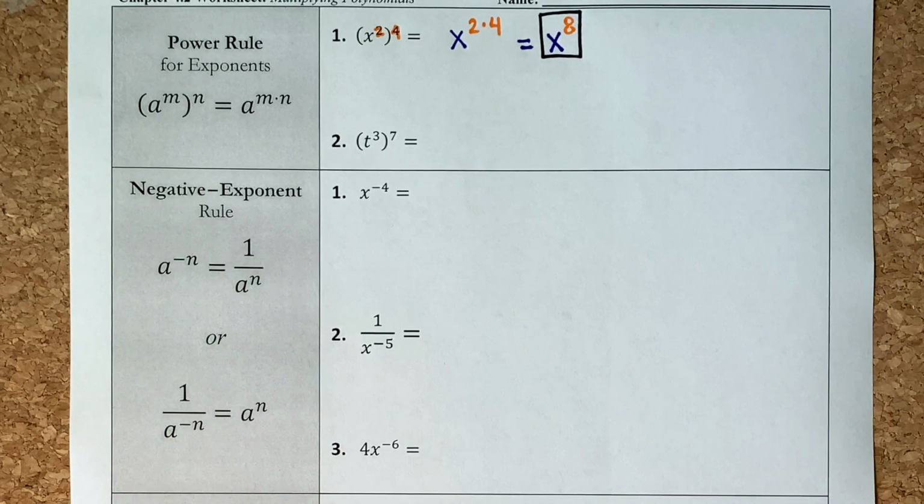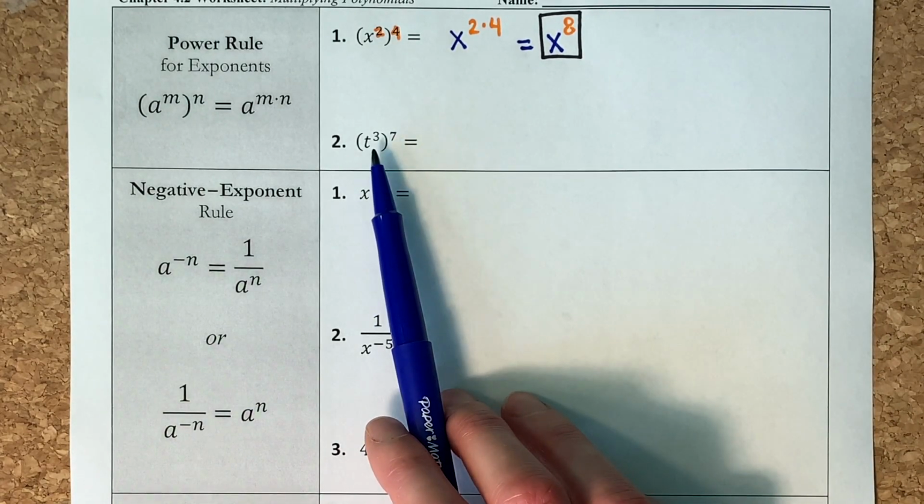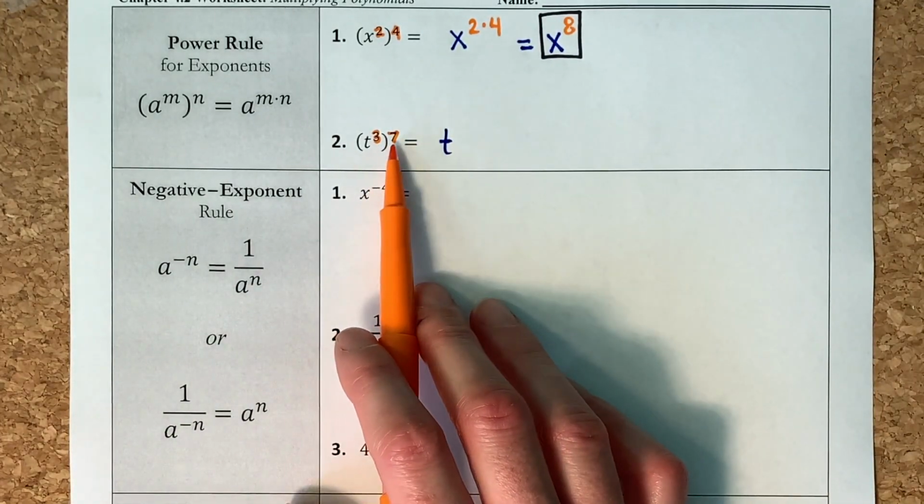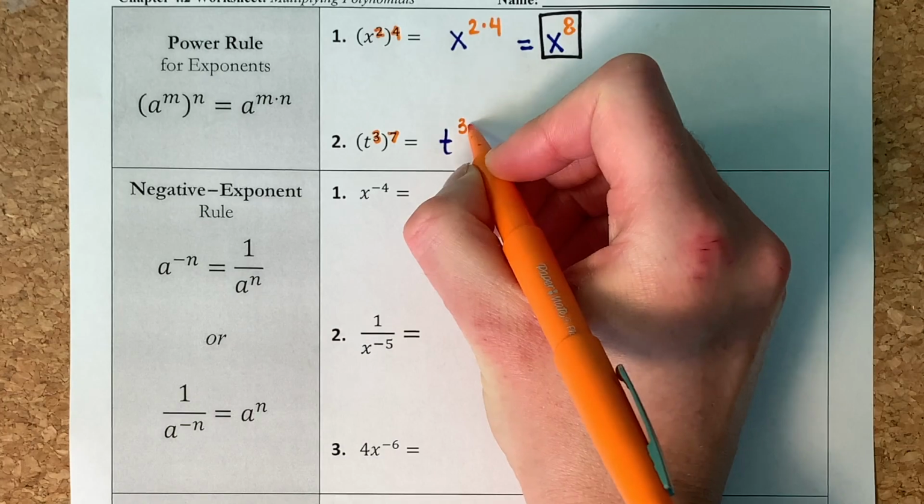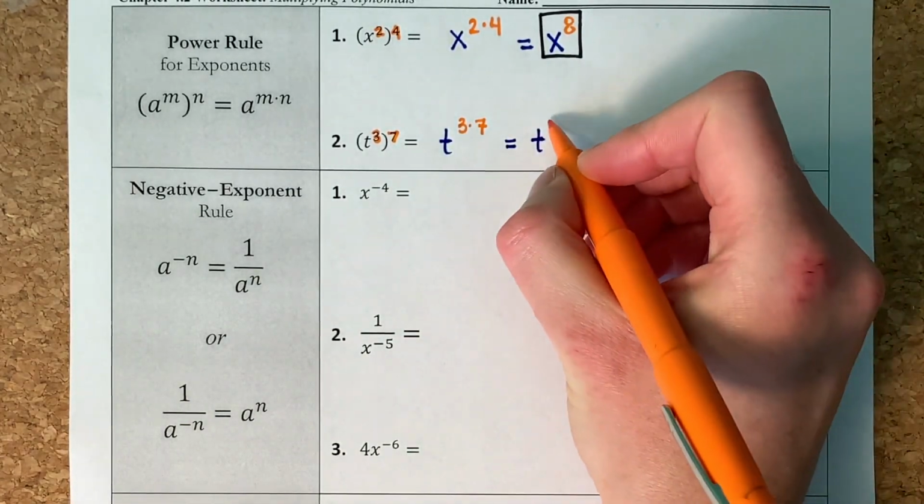Let's try one more. If we're taking t cubed and raising it to the 7th, we're raising an exponent to an exponent. So we use the power rule. We keep the base, which is a t, and then we multiply the exponents. So we'll take 3 times 7, which will leave us with t to the 21st.